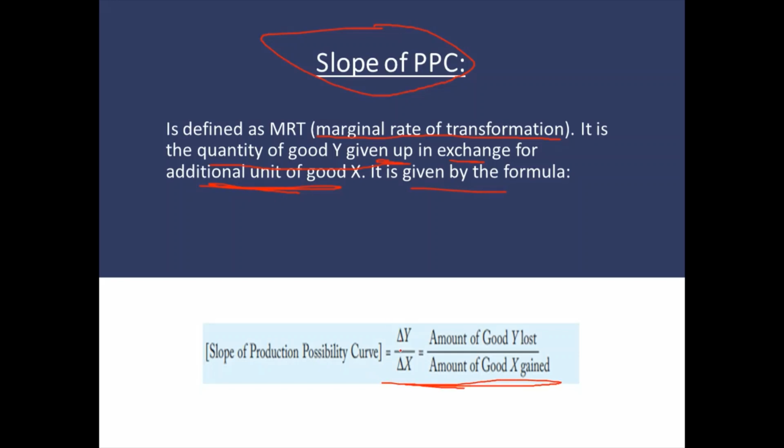So it's delta Y upon delta X. Delta Y, the change in Y, is how much of good Y is being lost, divided by delta X, which is how much of good X is being gained. So it's easy. You just have to memorize the formula, and it calculates for us the marginal rate of transformation.